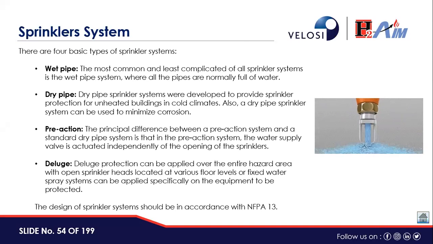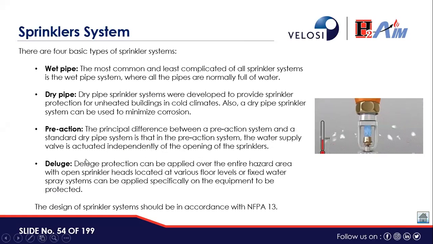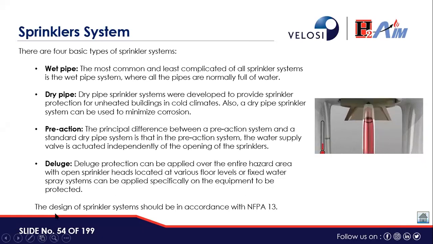Then pre-action: the principal difference between a pre-action system and a standard dry pipe system is that in a pre-action system, the water supply valve is actuated independently of the opening of the sprinklers. Deluge protection can be applied over the entire hazard area with open sprinkler heads located at various floor levels, or a fixed water spray system can be applied, especially on the equipment to be protected. The design of the spray system should be in accordance with NFPA 13 requirements.